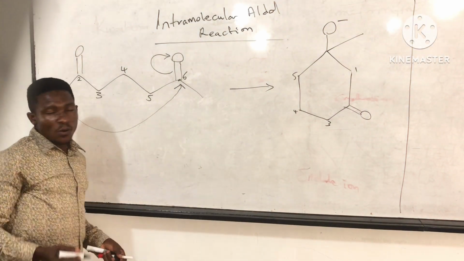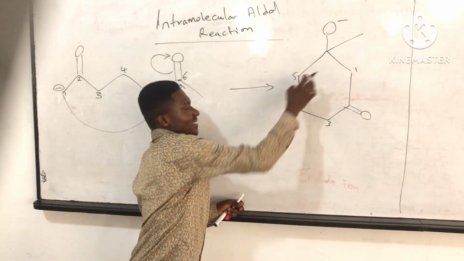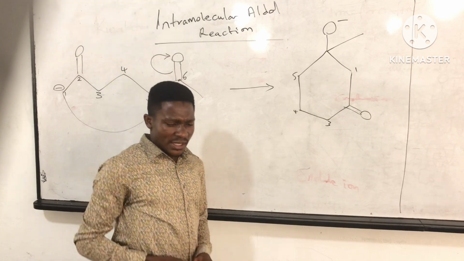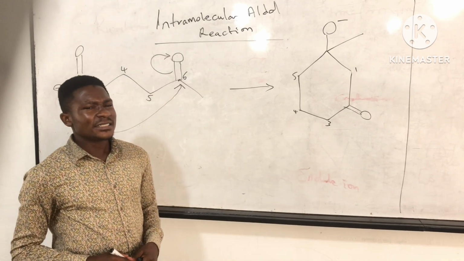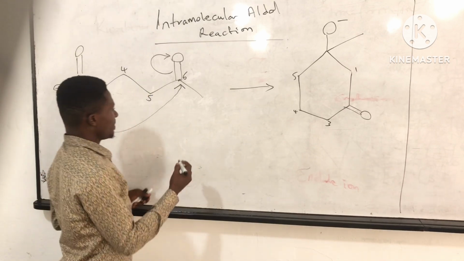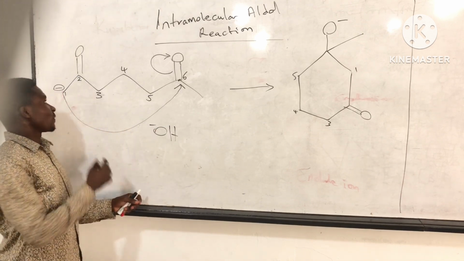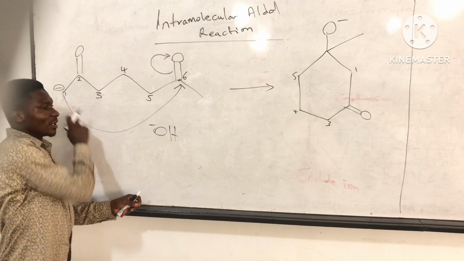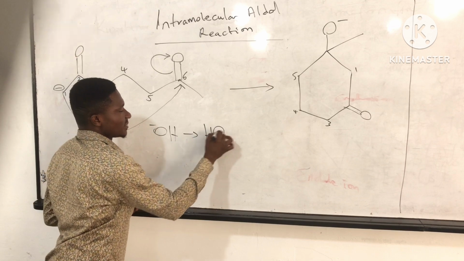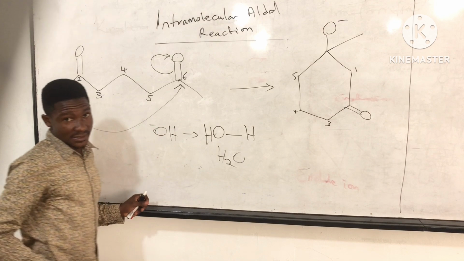Now you've realized that you have gotten an intermediate product. This is the intermediate product, or the intermediate aldol product. Now what next? If you remember, we used a base, which was a hydroxide ion, to abstract our proton from the alpha carbon. Right. Good. So doing that, we ended up having this, which in that case becomes water, right?